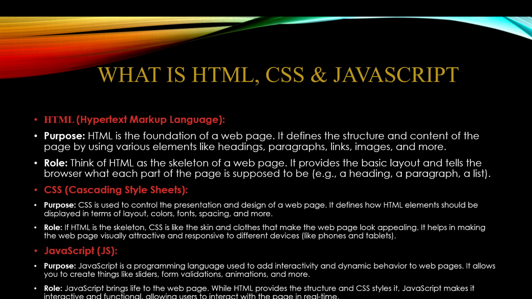JavaScript. Purpose is that JavaScript is a programming language used to add interactive and dynamic behavior to the web page. It allows you to create things like sliders, form validation, animation, and more. Role is that JavaScript brings life to the web page, while HTML provides the structure and CSS the styling. JavaScript makes it interactive and functional, allowing users to interact with the page in real time.